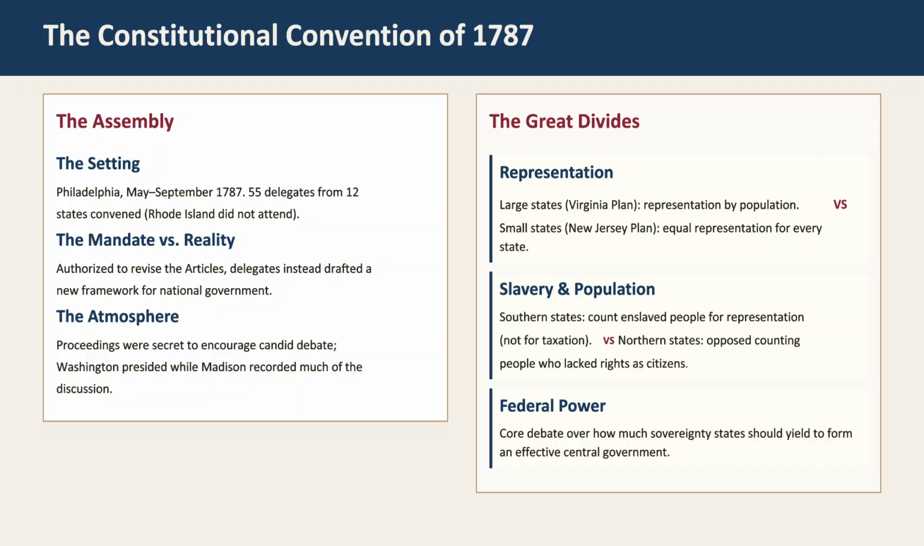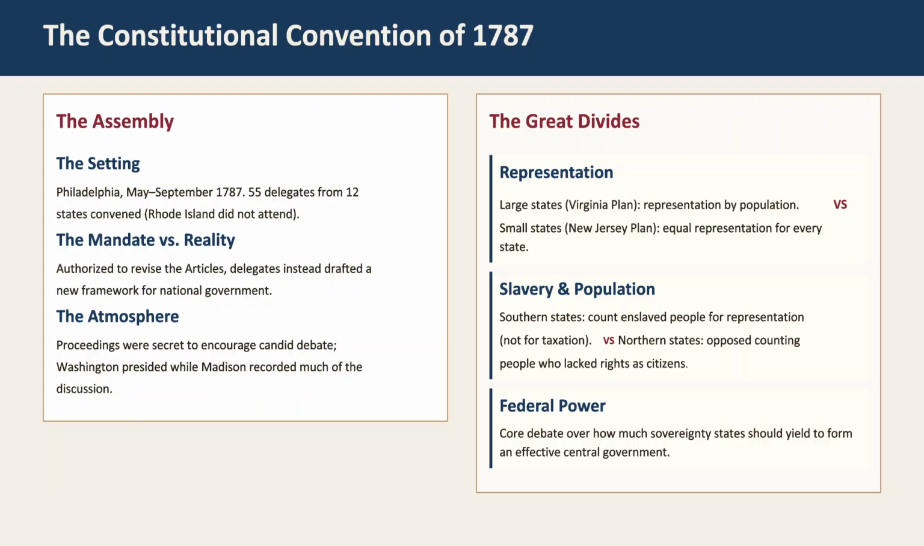There were a lot of divisions and a lot of heated arguments. The large states argued through what they called the Virginia Plan. They wanted representation in Congress based on population. I'm sure you can imagine that large states with high populations would benefit, so of course they're going to favor that. But the small states had what they called the New Jersey Plan, and it demanded equal representation for all states.